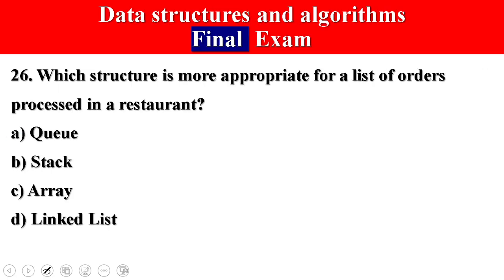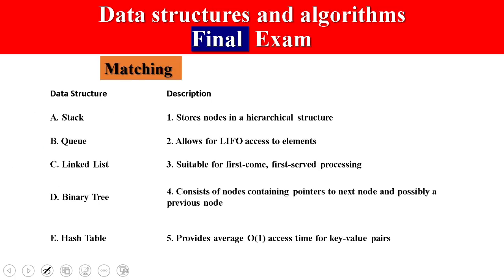Question 26. Which structure is more appropriate for a list of orders processed in a restaurant? A queue, like the call center requests based on time, the requests of the customers. So the first come, first served principle should be applied for restaurants. A queue follows the first come, first served principle, which is first in, first out.